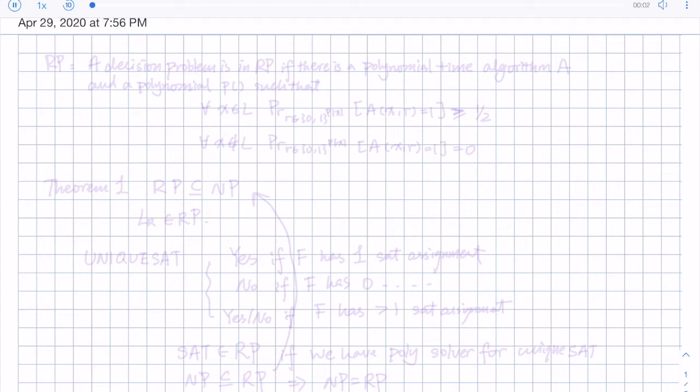So in this video, I'm going to briefly talk about the probabilistic complexity classes, including RP, and then explain the proof for the Valiant-Vazirani theorem, which is a very classical theorem in complexity theory.